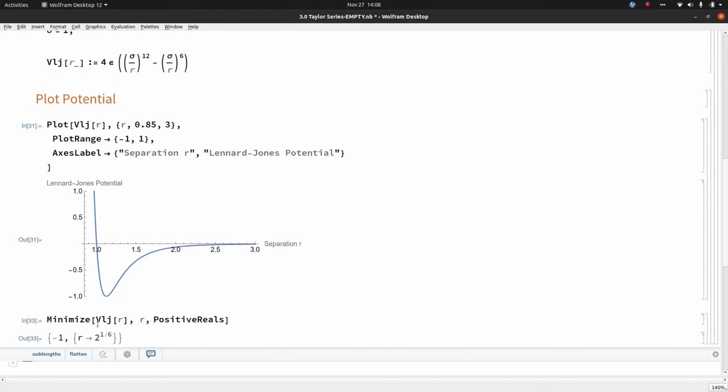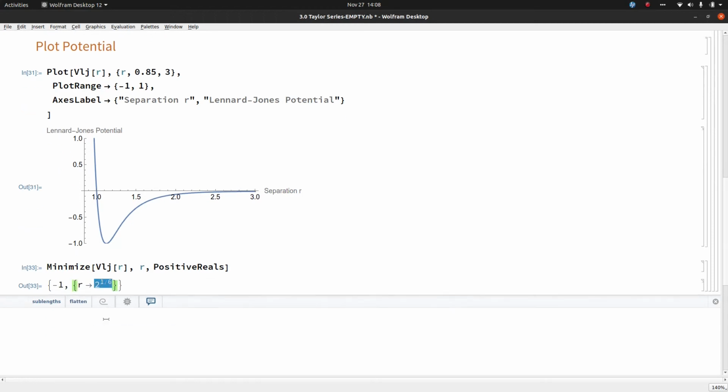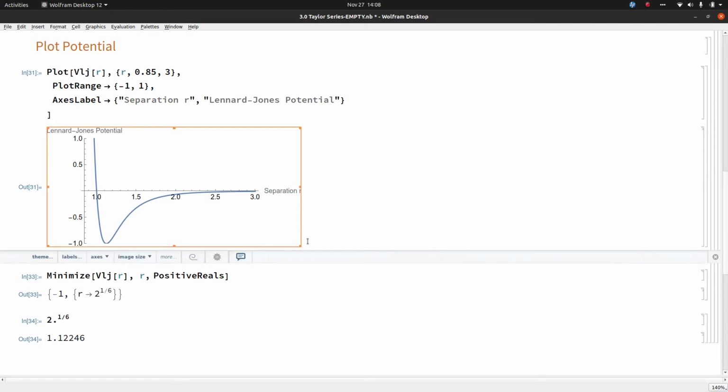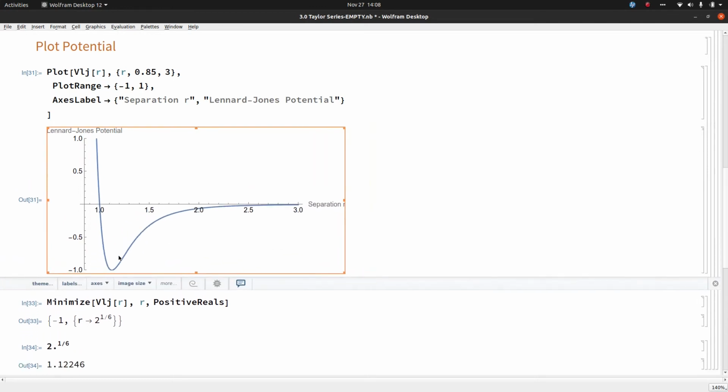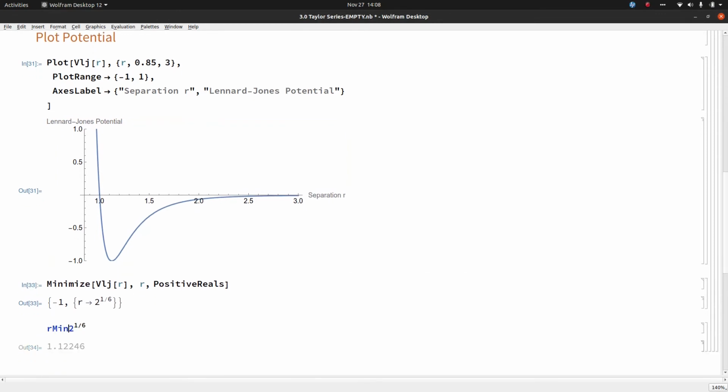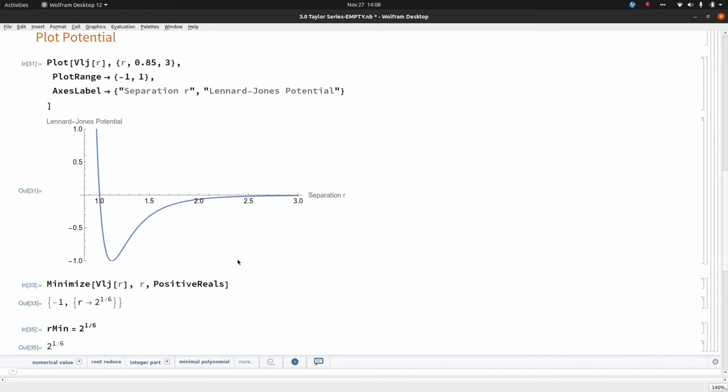And then it'll give me 2 to the 1/6, which if I want to know the numerical value of that, I can just throw a decimal point in there. And this minimum occurs around 1.12, which if you look at our chart, you can see that minimum occurs roughly in that 1.12 area. Okay, so that is my minimum value. So I'm going to set r_min equal to that. So that is where the bond is most stable.